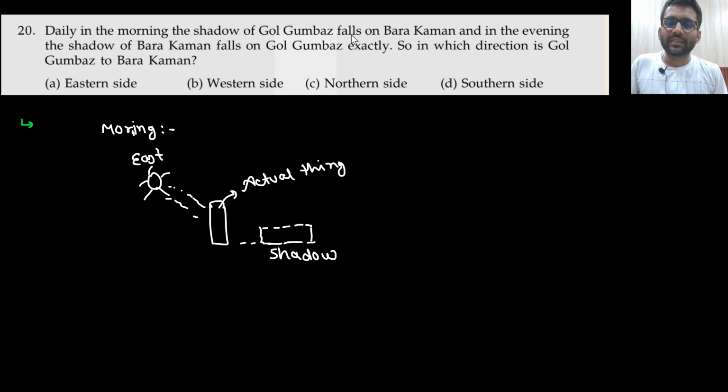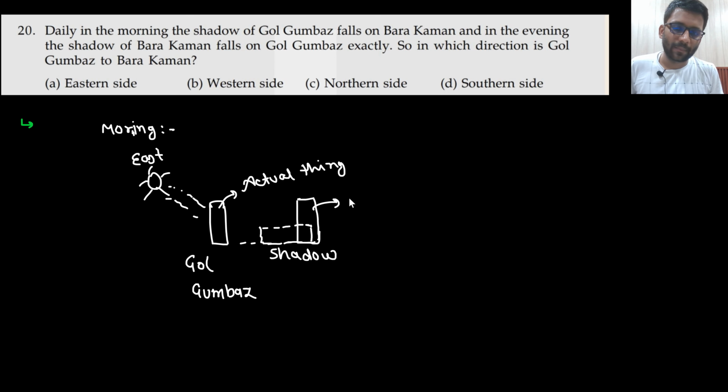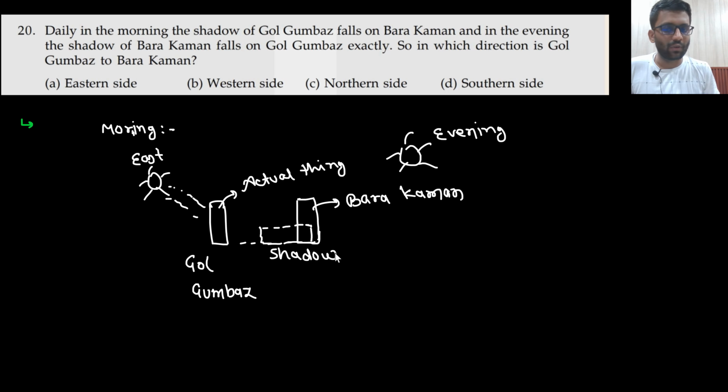So what they are saying, the shadow of Gol Gumbaz, this is Gol Gumbaz, falls on Barakaman. So here there must be some other building. This is Barakaman. So the shadow of Gol Gumbaz is falling on Barakaman. And in the evening, the sun will be here. So in the evening, the shadow of Barakaman will fall on Gol Gumbaz, because the sun will be here.